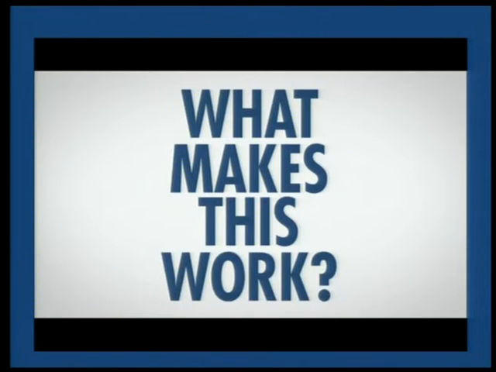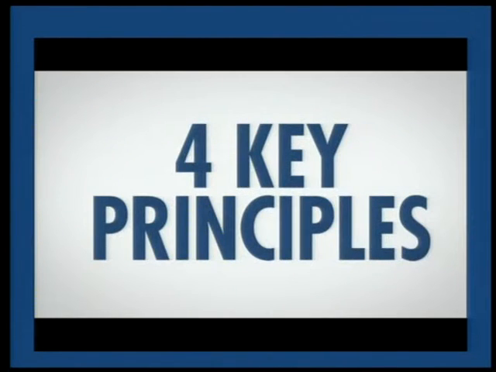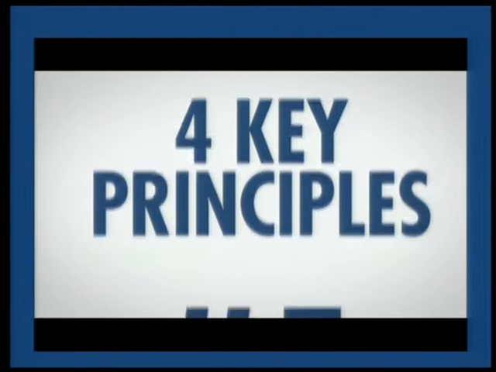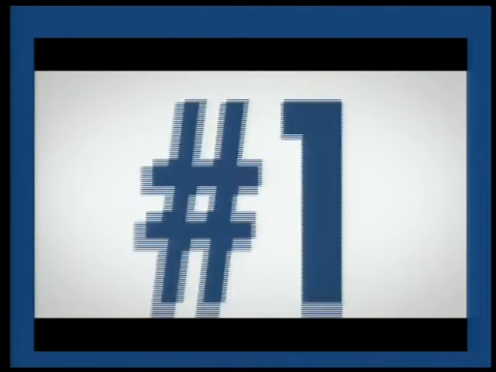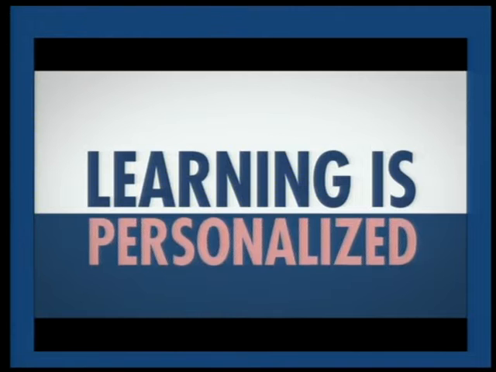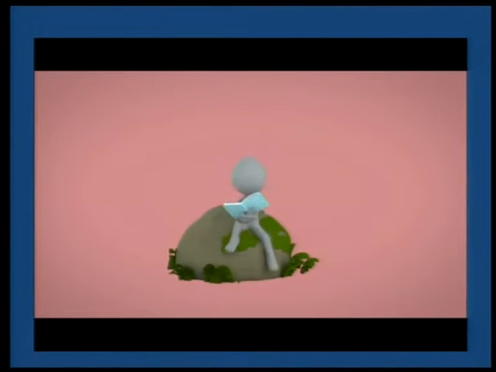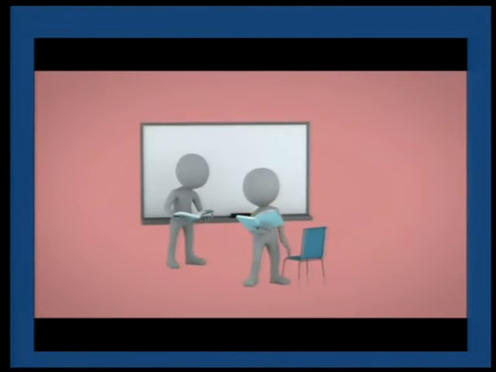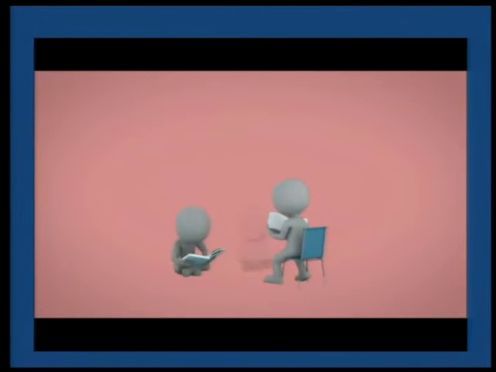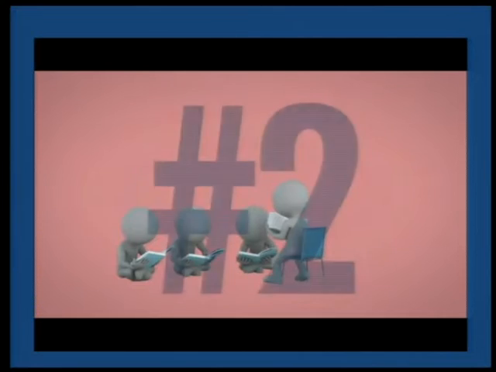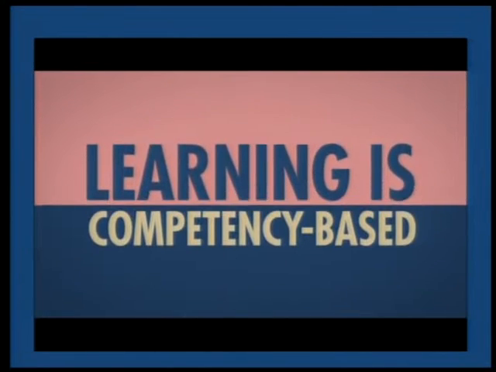What makes this work? There are 4 key principles of student-centered learning. Number 1. Learning is personalized. Personalized learning happens when teachers know students, have strong relationships with them, and can meet students where they are in their development. Number 2, learning is competency-based.